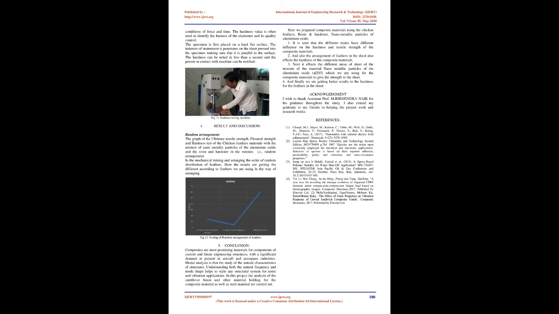1. It is seen that the different resins have different influence on the hardness and tensile strength of the composite materials. 2. And also the arrangement of feathers in the sheet affects the hardness of the composite materials. 3. Next, it affects the different areas of the sheet of the mixture of the nano-metallic particles of aluminium oxide, Al2O3, which we are using in the composite materials to give strength to the sheet. 4. And finally we are getting better results in hardness for the feathers in the sheet.